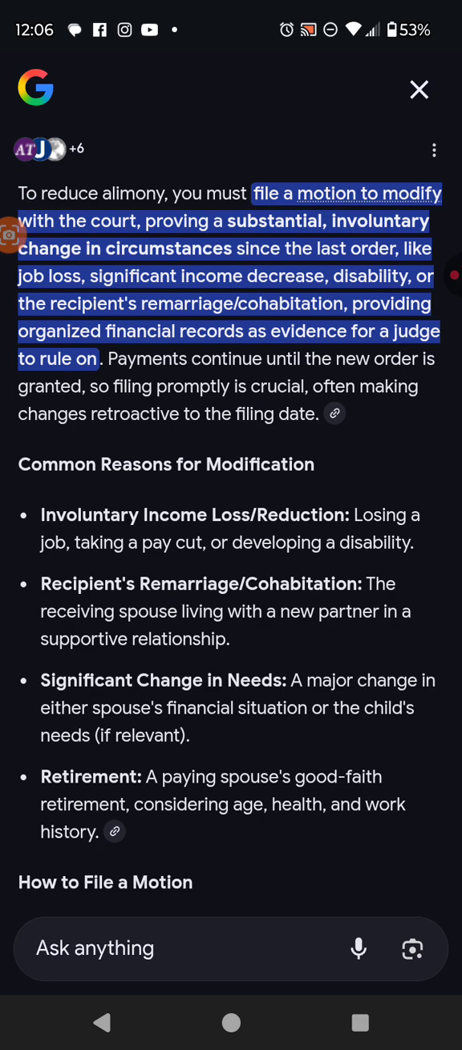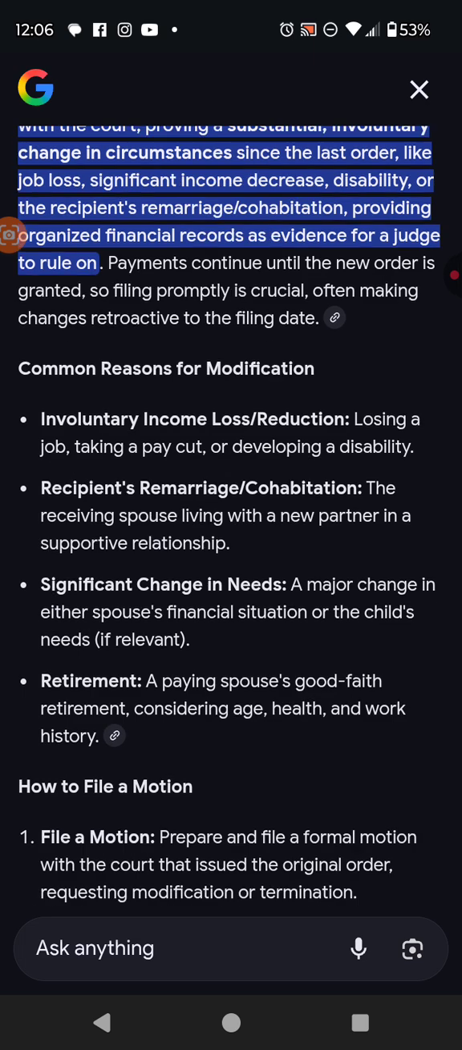Payments continue until the new order is granted, so filing promptly is crucial, often making changes retroactive to the filing date, which is pretty cool, right? So they can make it retroactive from the time your finances took a hit and his disability came about. They could say, well, hey, because of that reason, he shouldn't have been paying that much money all this time. So, lady, you've got to pay back.